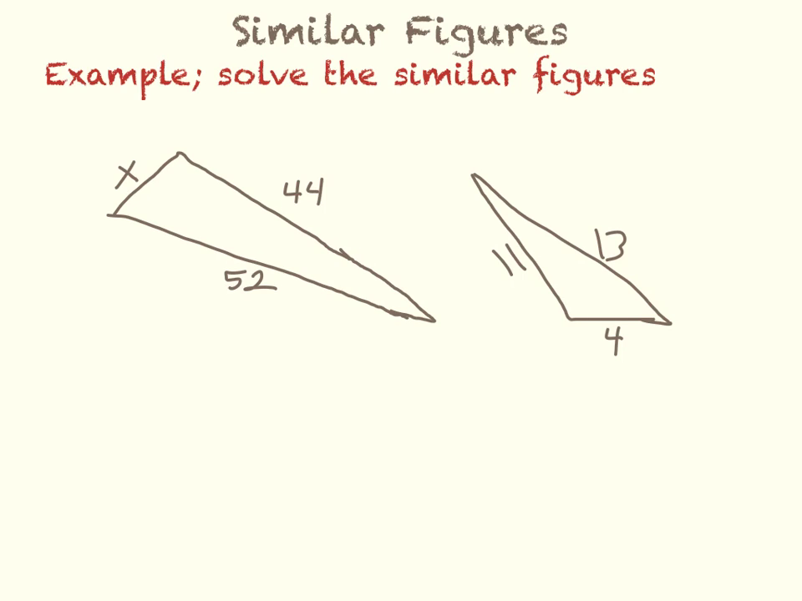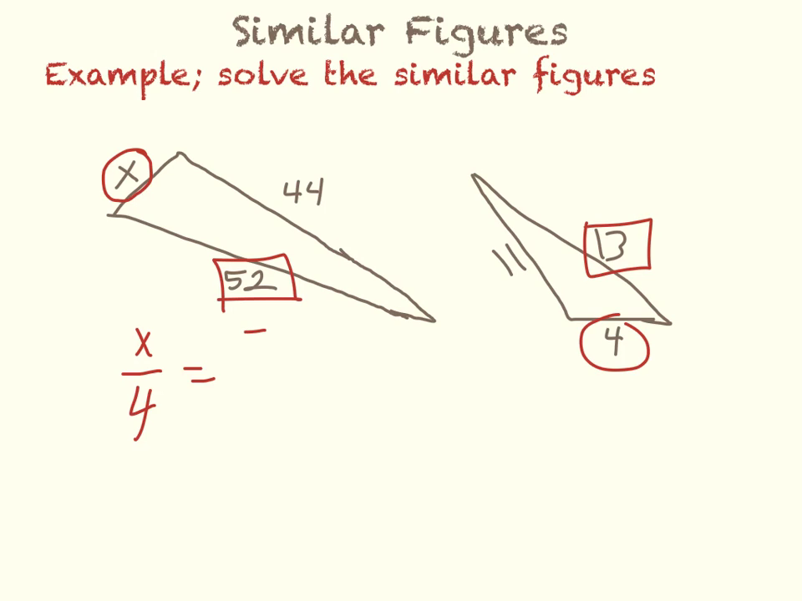Similar figures. In these examples, we're going to set up a proportion with the corresponding parts of similar figures and then solve the proportion. So here, we're looking for the x. The x seems to be the short side, so we're going to go x over 4, the two short sides, and then we can pick the two long sides or the two middle sides. It doesn't matter. I'm going to pick the 52 and the 13.